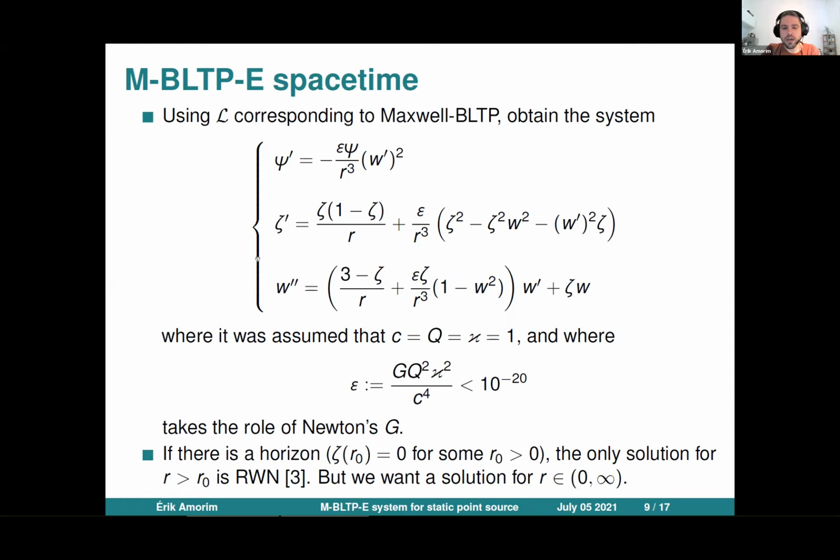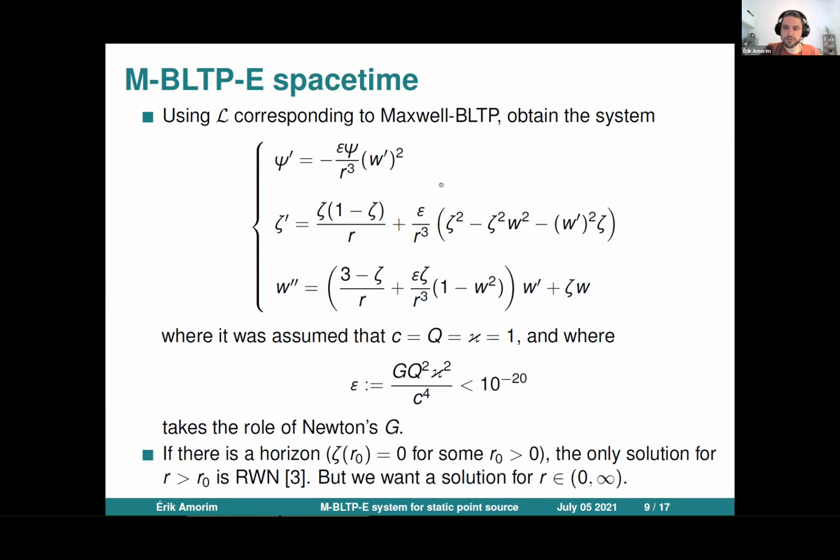And where here you see an epsilon, I'm taking the constant C, the charge, and also the kappa from BLTP all equal to one. And when I do that, essentially Newton's gravitational constant G gets replaced by this number epsilon. That's a very small number. Doesn't matter that this kappa is supposed to be very large. Even if you take 1/kappa to be the Planck length, this is still going to be a very small number, this epsilon.